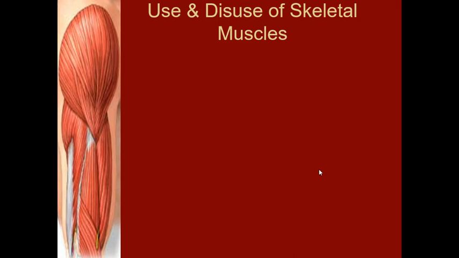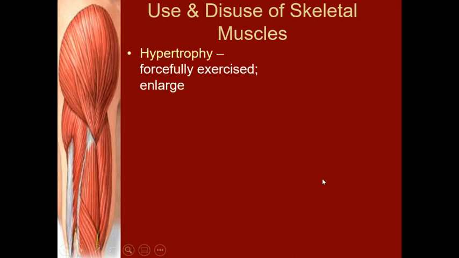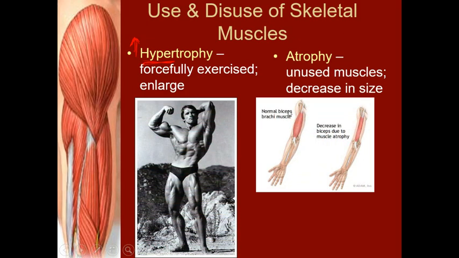All right. Use and disuse. We all know about atrophy. If you're bedridden for a long time, your muscles are going to get smaller and less able to use them, and you're going to have to go through therapy to bring that back. But there's also something called hypertrophy. Hyper means above, hyper means high. So hypertrophy is forcefully exercised, very enlarged muscles, and you see the very defined muscles.